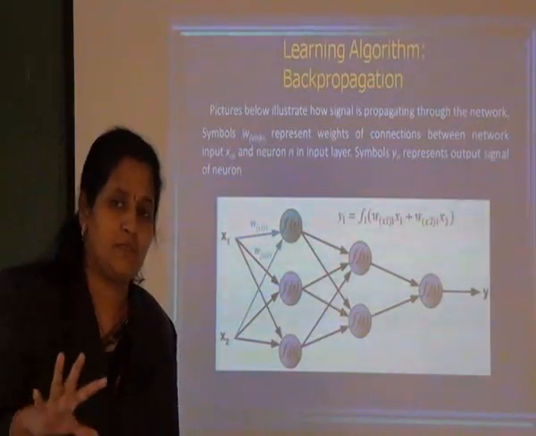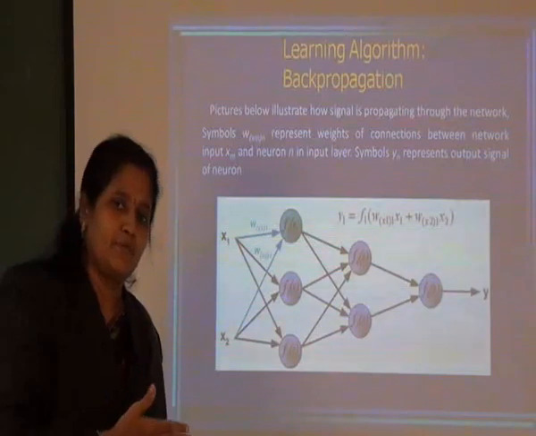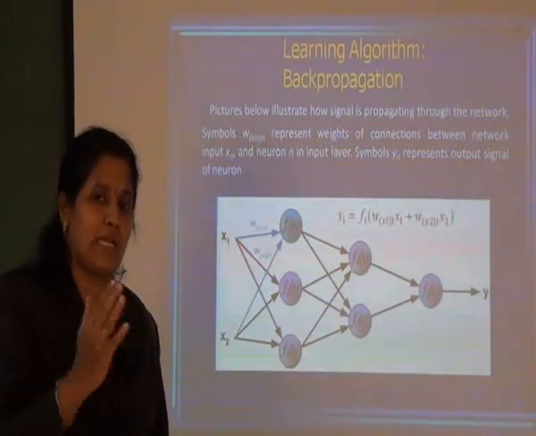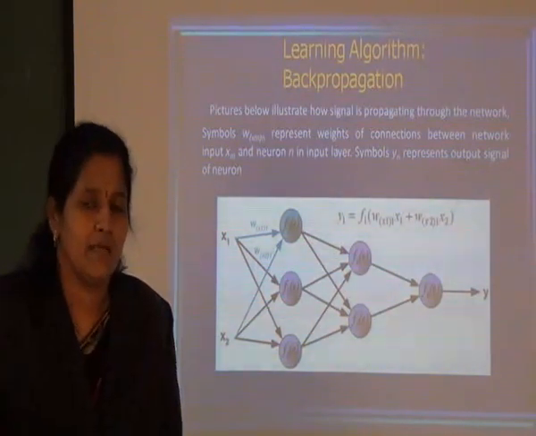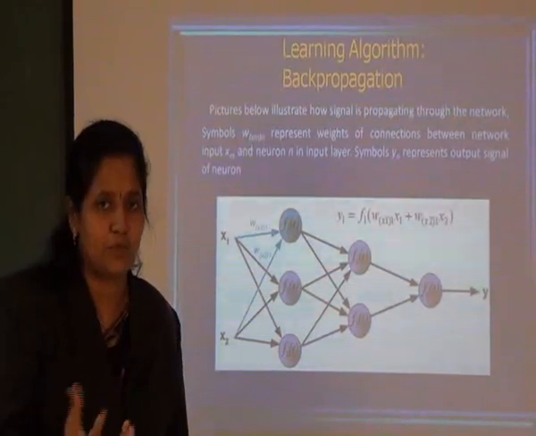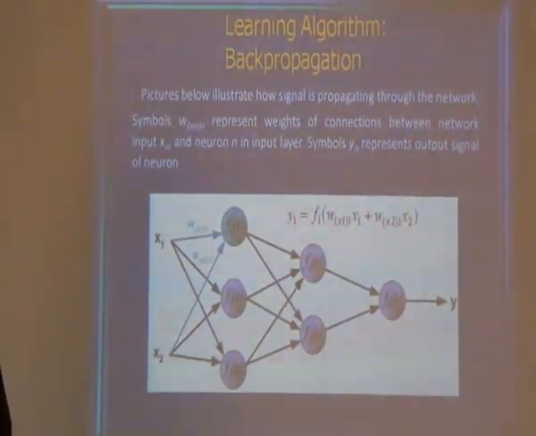The ultimate aim is that we need to get a solution. So during training time, the inputs are given from left to right, in the forward direction. If there is an error, it will come in the backward direction, and this error helps to modify the weights. Let us see how the back propagation algorithm works.